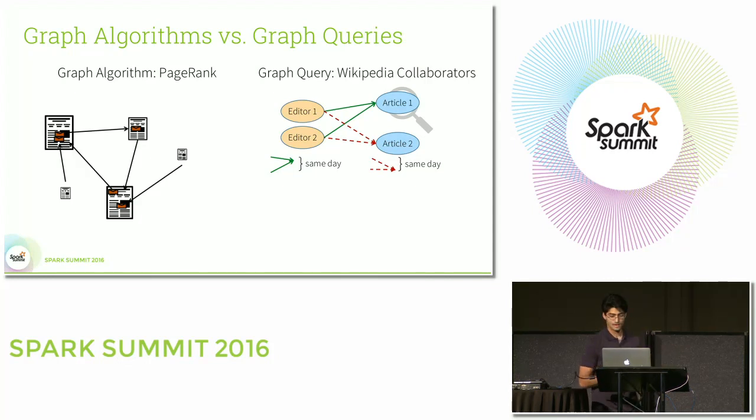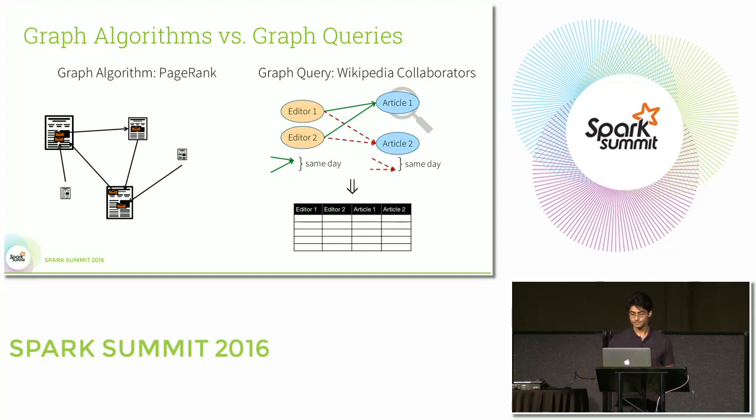Anyway, this query with the 4 vertices there finds pairs of users who collaborate often, which I'm defining as when they edit the same page within the same day. That's how I've defined collaboration here. And so the idea is that if 2 users are collaborating on 2 different articles, then we want to get their usernames and the articles they collaborated on. And then this graph query would return that information as a table with 1 row per match.